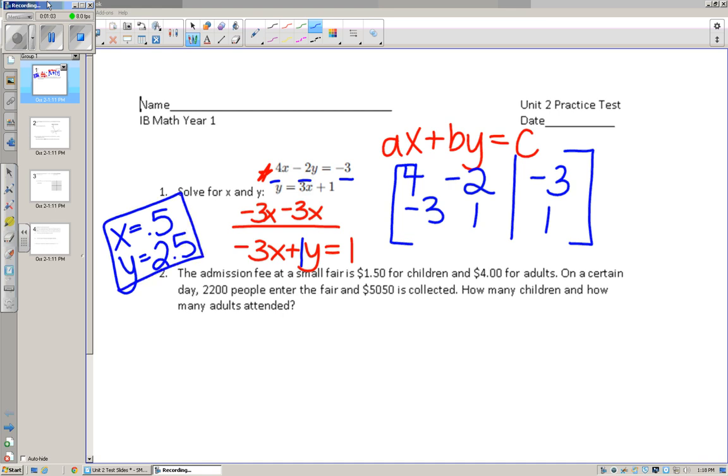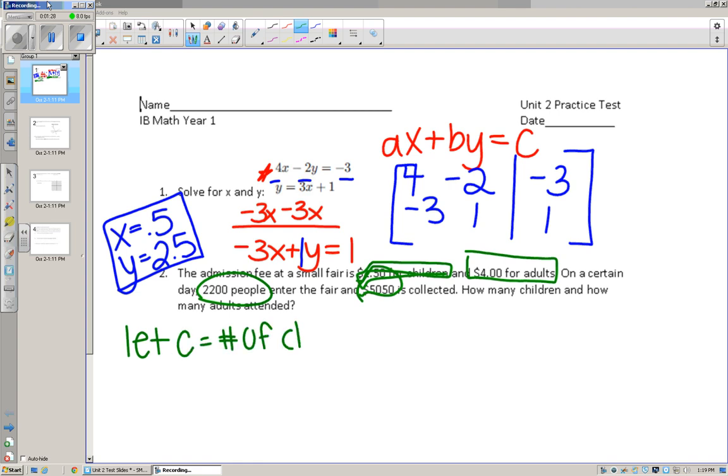The second one is also solving simultaneous equations. However, this is a word problem. So the admission fee at a small fair is $1.50 for children and $4 for adults. On a certain day, 2,200 people enter and $5,050 is collected. They want to know how many children and adults attended. So the two things we're dealing with here are children and adults. So I'm going to say let C equal the number of children, and we'll let A equal the number of adults.